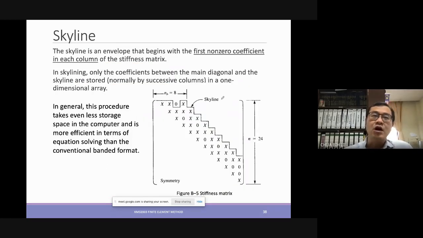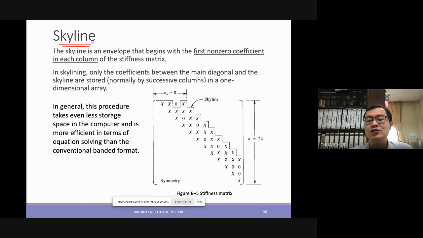Then the second method of compressed storage would be using a Skyline method. I'm not sure if the LISA FEA software shows anywhere about the banded or the Skyline. But internally they have maybe implemented part of it, or one of these methods, to actually make the computation more efficient, right?